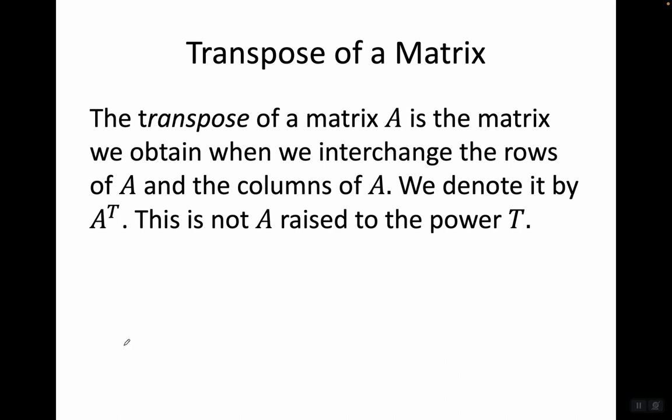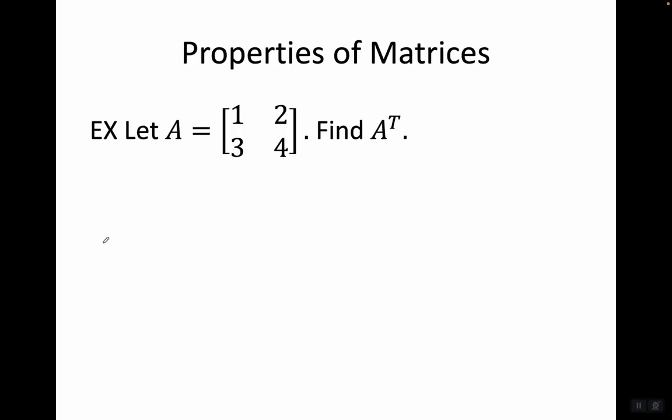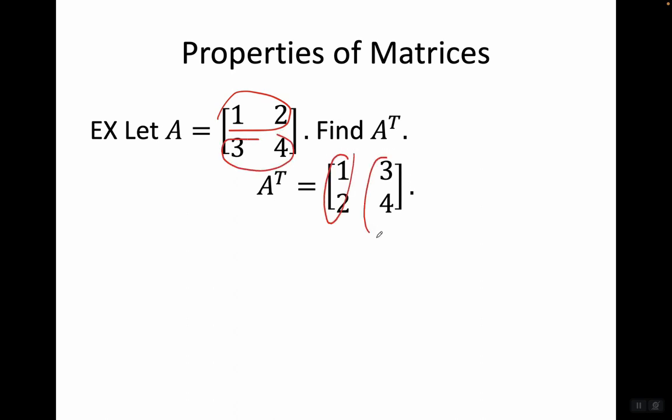The transpose of a matrix A is the matrix we obtain when we interchange the rows of A and the columns of A. We denote this by this symbol. Caution, it's ambiguous. This is not A raised to the power t. It's A transpose. Let A equal [1, 2; 3, 4]. Find A transpose. Well, what we do is interchange the rows and the columns. So this is the first row. This is the second row. They become the first column and the second column of A transpose.